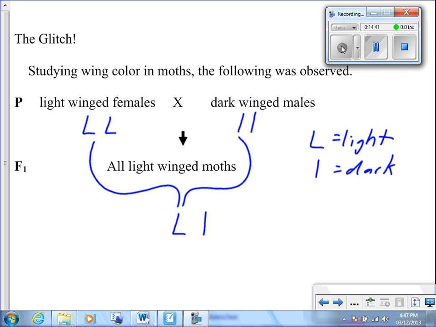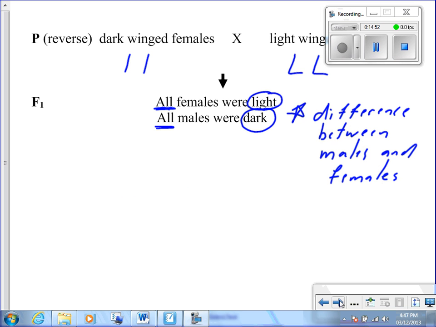Let's go back up to our original example where we were taking a look at the wing color in moths, and now we can see that we have a little bit of a problem because if we take a look at the reverse cross, there's a difference between the males and the females. As soon as there is a difference between the males and the females, whether you notice it in the F1 generation, the F2 generation, the first cross, or the reverse cross, that is an indication that it is what we call a sex-linked trait. Most of the time we're talking about these traits being on the X chromosome.